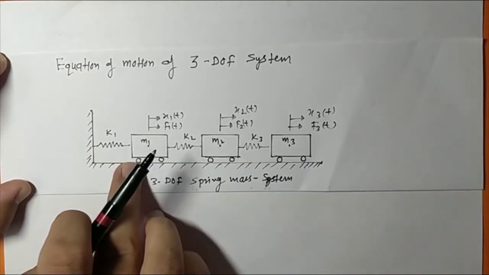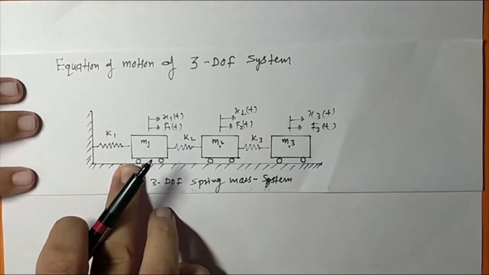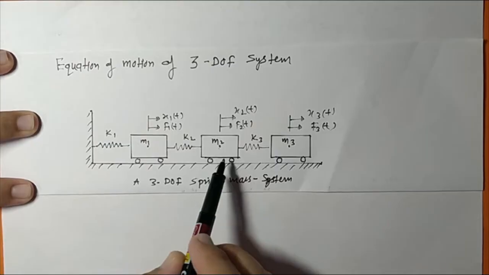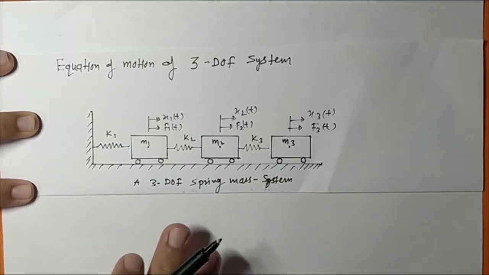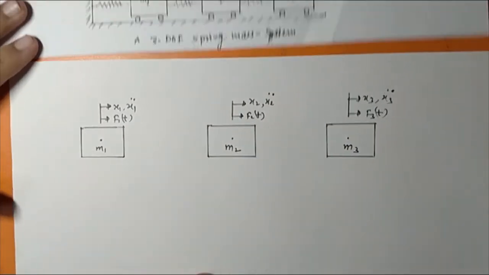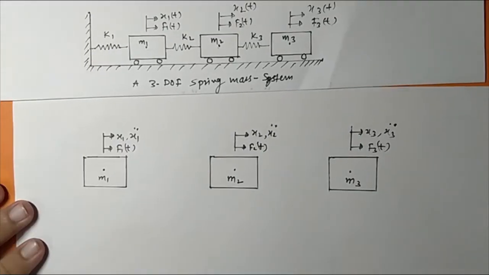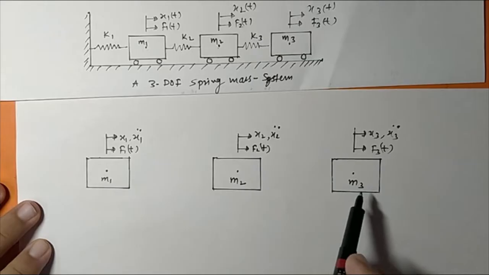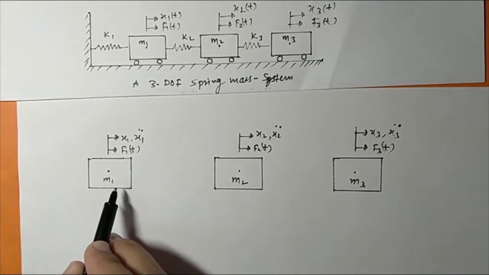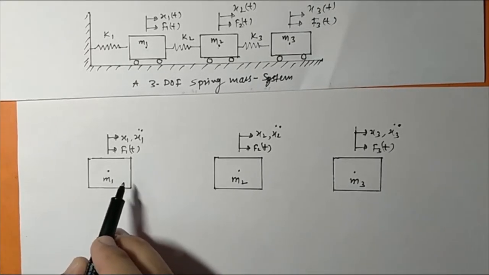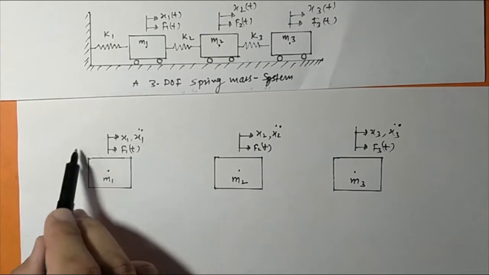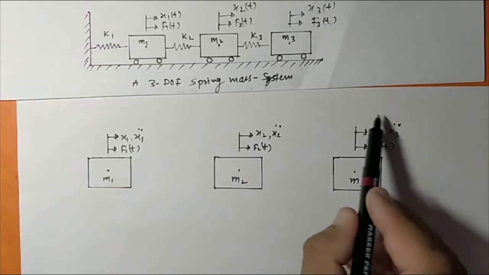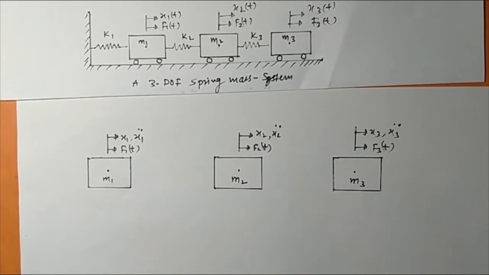So first of all, as we all know, to develop the equation of motion we have to draw the free body diagram for all the masses. So for this we consider all 3 masses m1, m2, m3. To draw the free body diagram, first of all we have to identify all the forces which are acting on mass m1, then mass m2, and all the external force acting on mass m3.